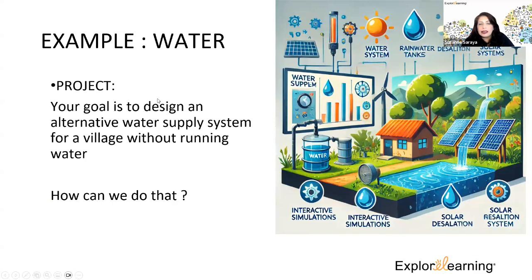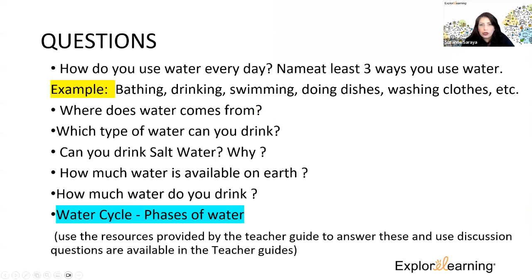My goal is to design an alternative water supply system for a village without running water. How can I do that? How can I create that? Where would I start? So where I would start would be by asking a few questions. Maybe, how do you use water every day? Name at least 3 ways you use water.